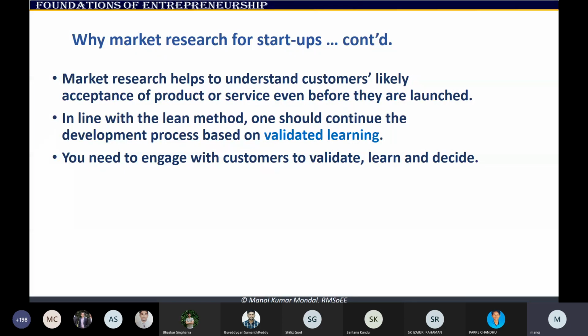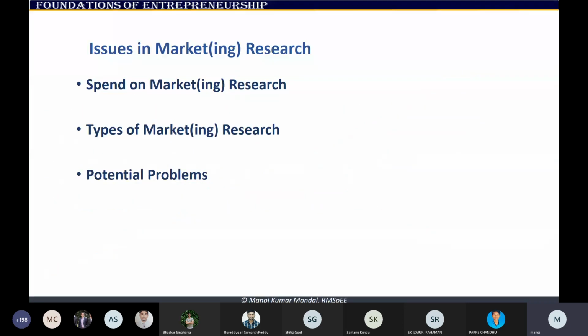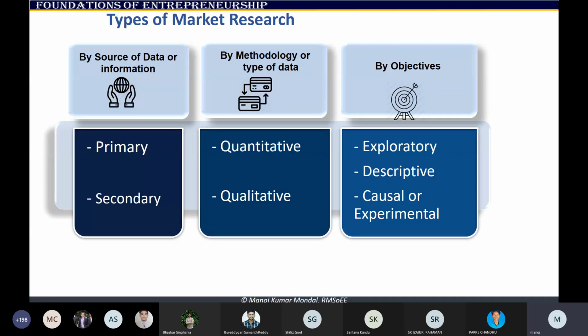You will make a prototype, then take it to the marketplace or maybe to some customers. This is called causal research. So validated learning is a part of causal research. Remember this, it's not written anywhere, but it's a part of causal research. Now, what research to do depends on the spend on the market. If you do not have money, obviously you don't want to do primary research.